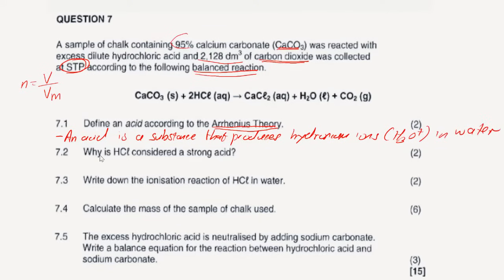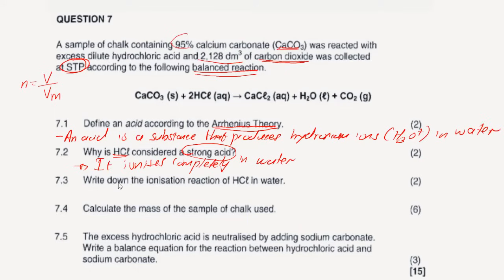Then they say here, why is HCl considered a strong acid? So why is hydrochloric acid considered a strong acid? Whenever we give an answer to this one, we simply say, what is a strong acid? We know that a strong acid is an acid that ionizes completely in water. So why is HCl considered a strong acid? We simply say it's because it ionizes completely in water. So that's it.